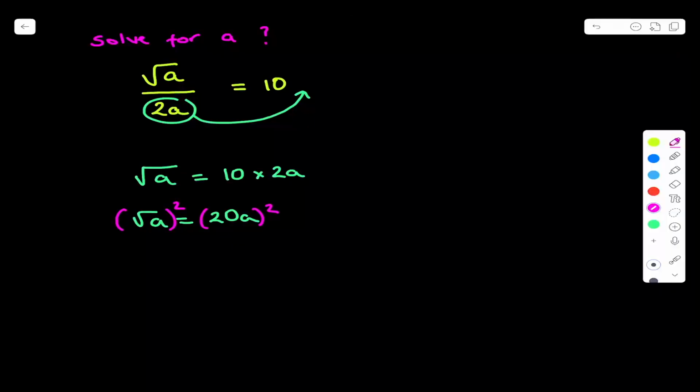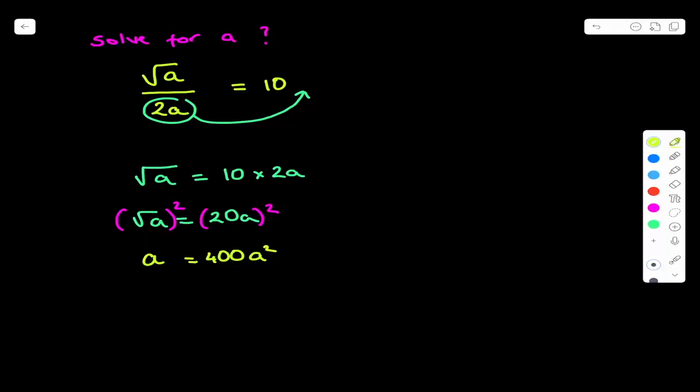And that gets rid of the square root on the left-hand side. So we're just left with a, and 20a squared is basically 20a times 20a. So 20 times 20 is 400. A times a is a squared.